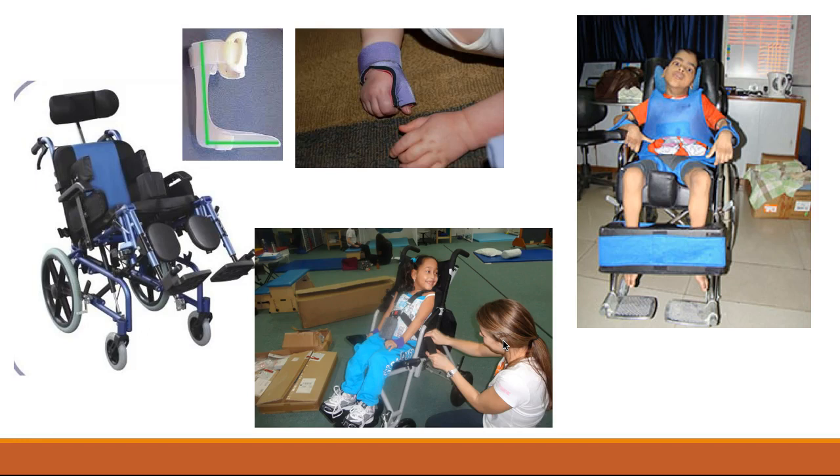Here you can see some different types of wheelchairs and strollers that support proper posturing, as well as some different types of splinting and bracing that may be used with children with neuromotor disorders.